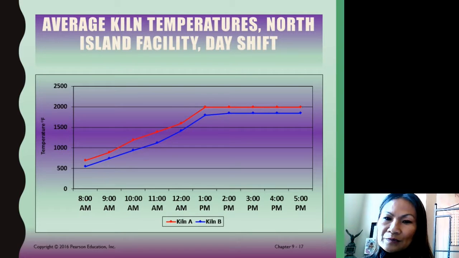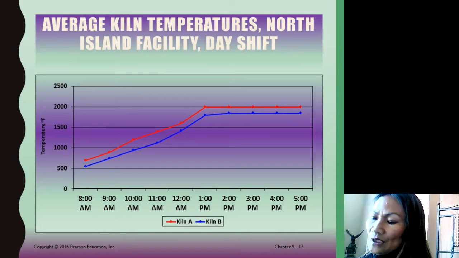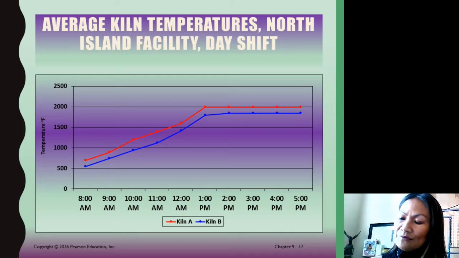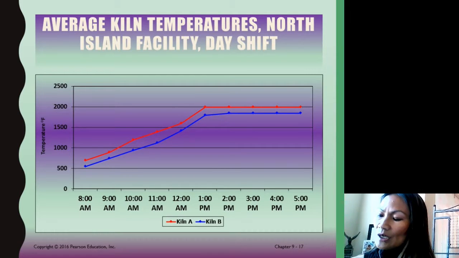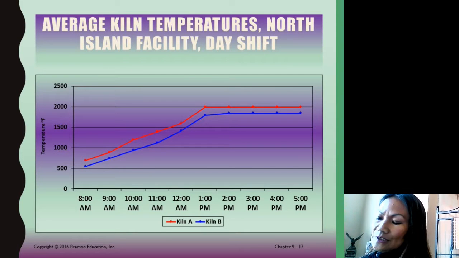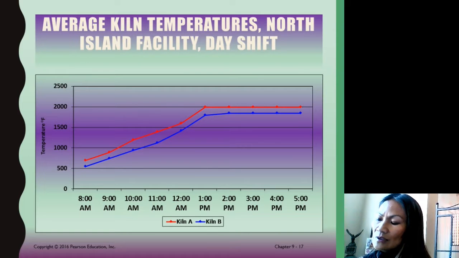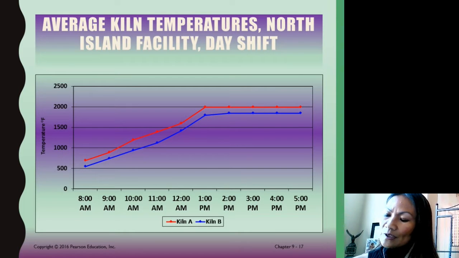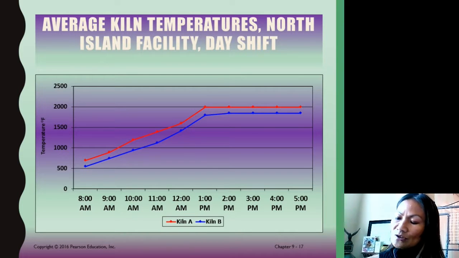Average current temperature, North Island facility day shift. If you need to compare two or more sets of data, in this case, you can plot them on the same chart for visual comparison. In a line chart showing trends, the vertical y-axis shows the amount, and the horizontal x-axis shows the time or other quantity against which the amount is being measured.